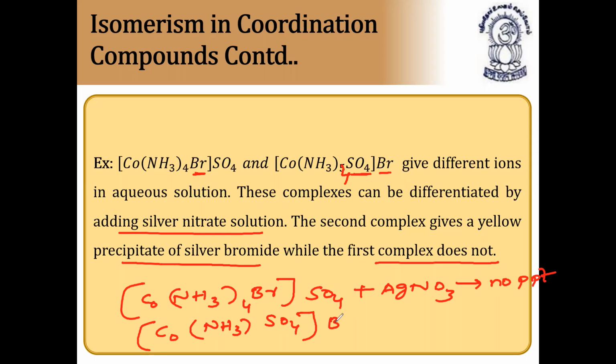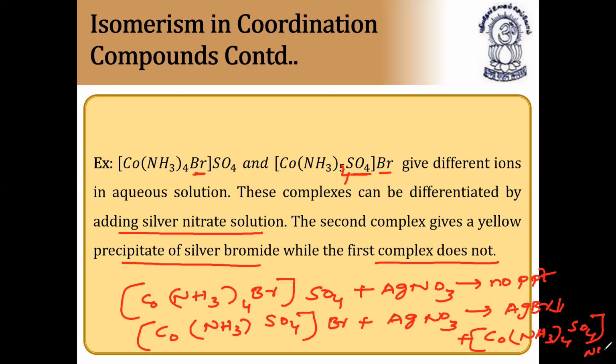So this bromine ion combines with silver nitrate and forms silver bromide precipitate, plus this complex compound, that is [Co(NH3)4SO4] inside, and outside we have the nitrate ion, that is NO3 minus ion. So this is nothing but the complex. They have the same molecular formula, same chemical formula, but when they are dissolved in silver nitrate solution, one will form a precipitate and the other will not form any precipitate.